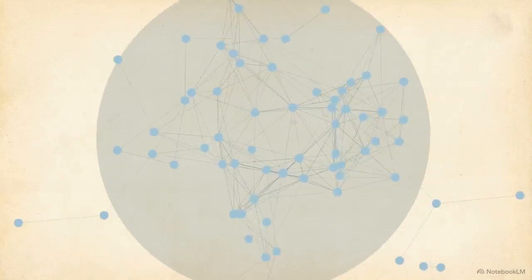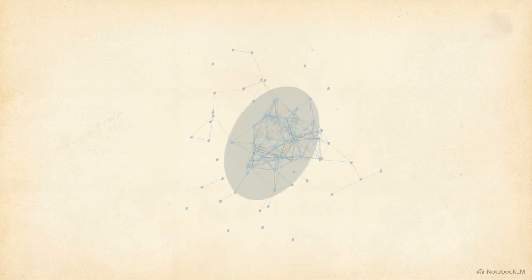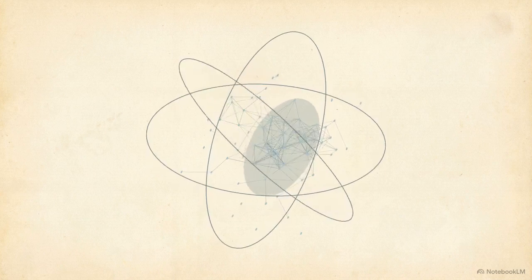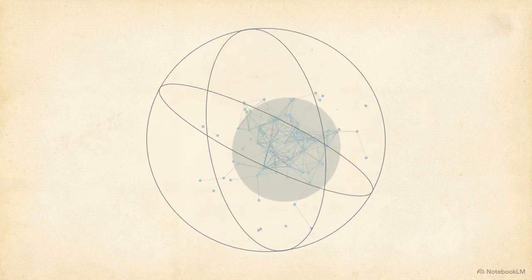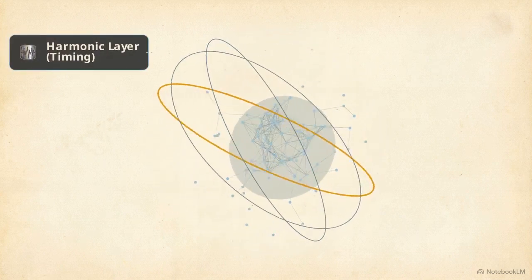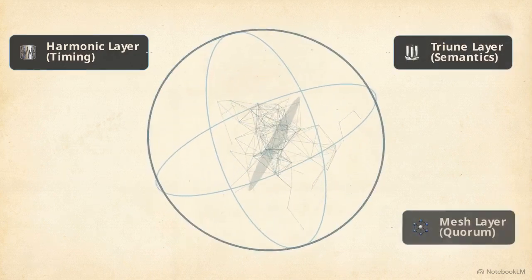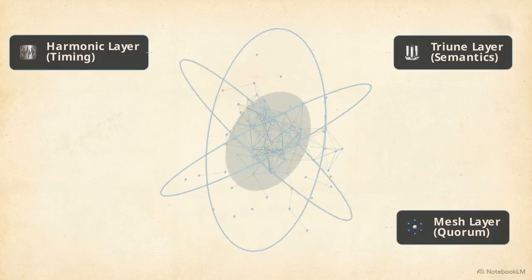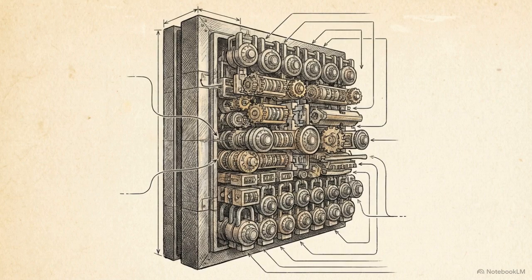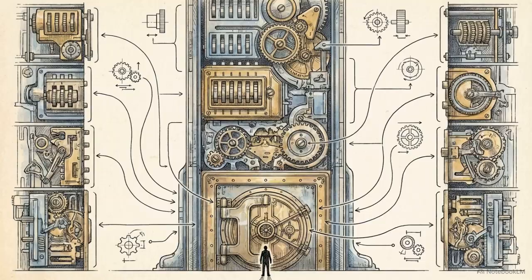Pulling back to view the total architecture, we can see the exact scale of the challenge an adversary faces. This macro view shows three distinct interlocking rings: the harmonic layer evaluating timing, the triune layer evaluating semantics, and the mesh layer evaluating quorum. To breach the organism, an attacker cannot beat these systems sequentially. They're forced into simultaneous synchronization, creating a compounding mathematical improbability of success.